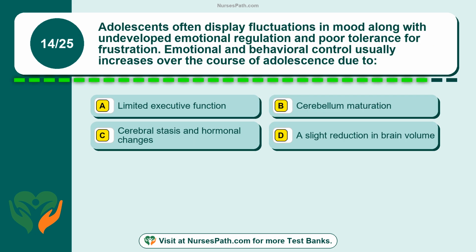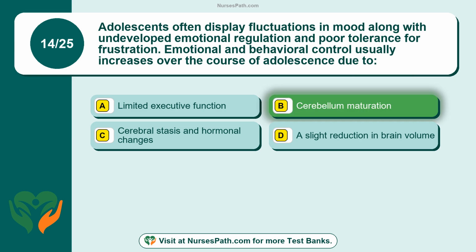Question 14. Adolescents often display fluctuations in mood along with undeveloped emotional regulation and poor tolerance for frustration. Emotional and behavioral control usually increases over the course of adolescence due to Option A. Limited executive function. Option B. Cerebellum maturation. Option C. Cerebral stasis and hormonal changes. Option D. A slight reduction in brain volume. The correct answer is option B.